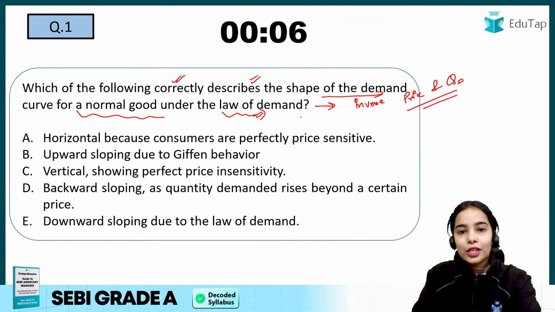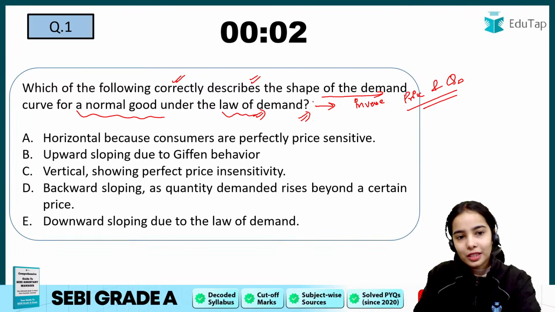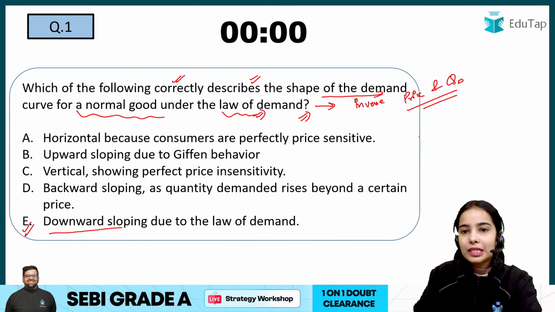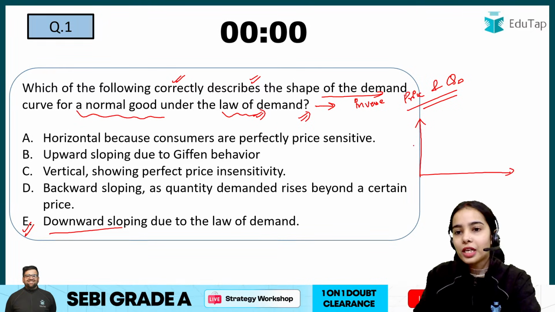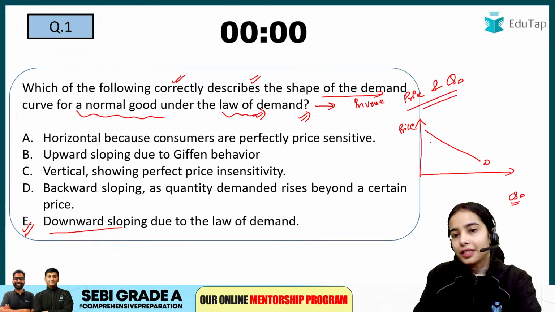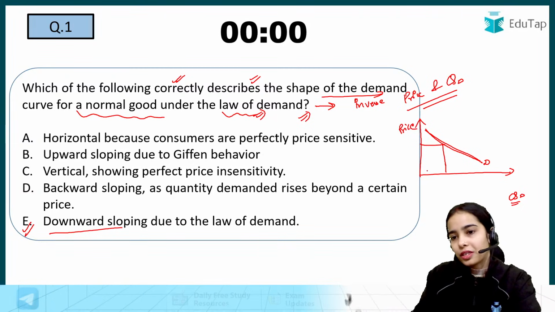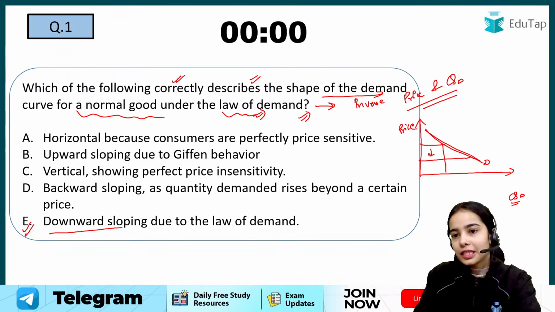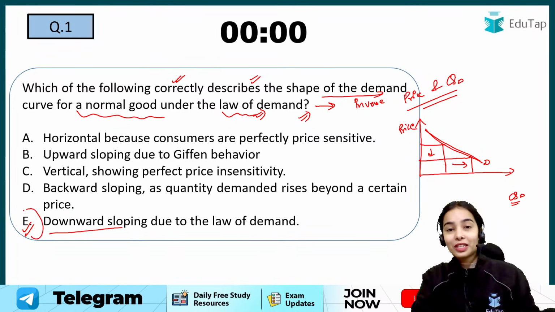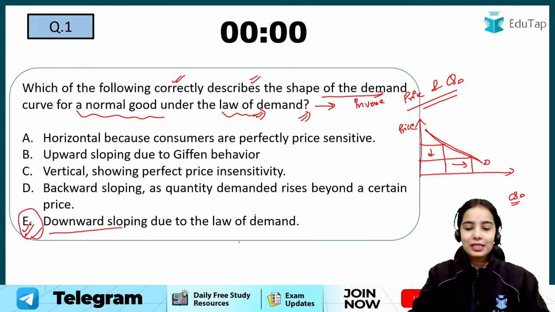Okay, so what is the shape of the demand curve of a normal good? The shape of the demand curve is downward sloping. See, if there is an inverse relationship between price of a commodity and quantity demanded, that means there is a downward sloping demand curve, and the downward sloping demand curve shows the inverse relationship between price and quantity demanded. If the price is decreasing, the demand will increase. Okay, so E is the right answer. Very good. Everyone has given the right answer, that is E.